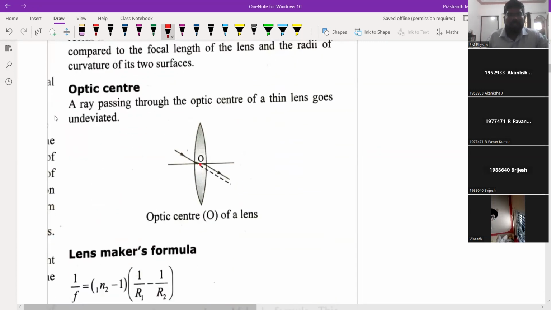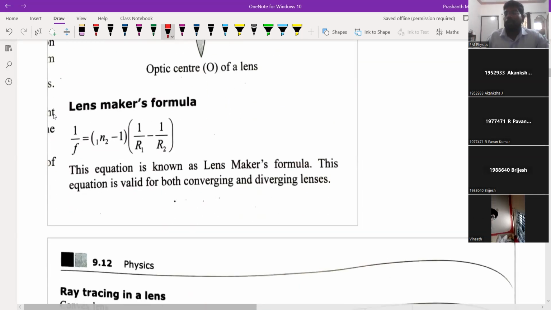For lenses, we call the center of the lens the optical center. Whenever light passes through the optical center, it goes undeviated. This is one key point we have to remember. And what are the formulas we have derived? That is the lens maker's formula. What is the lens maker's formula? We have written 1/f is equal to (mu2/mu1 minus 1) into (1/r1 minus 1/r2).